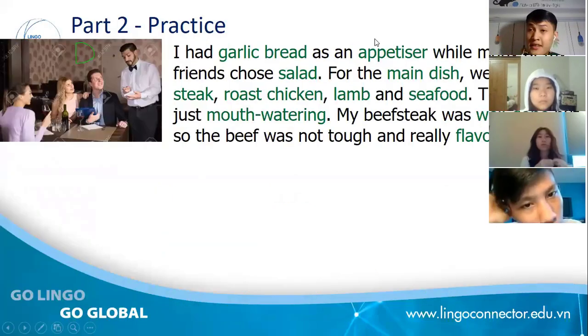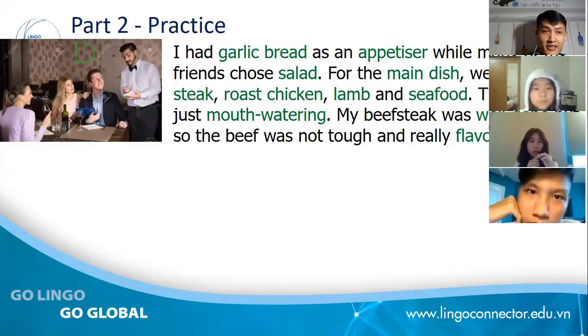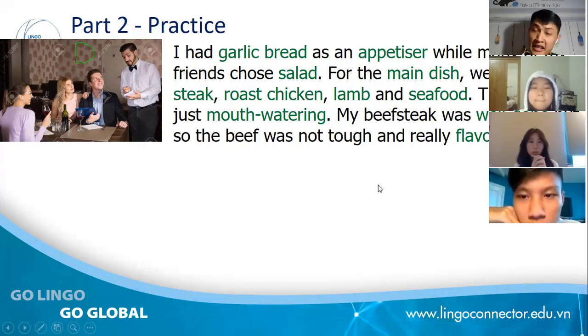Because it was a special occasion, we had a large meal, we ordered a lot of food. I myself had garlic bread as the appetizer, while my friends chose salad because they thought salad can be healthier. However, for the main dish, we all had meat-based dishes, like beef steak, roast chicken, lamb, or seafood, and they were just mouth-watering. My beef steak was well done, not overdone, so the beef was not tough, and it was really flavorsome.